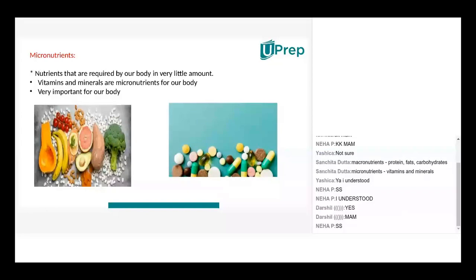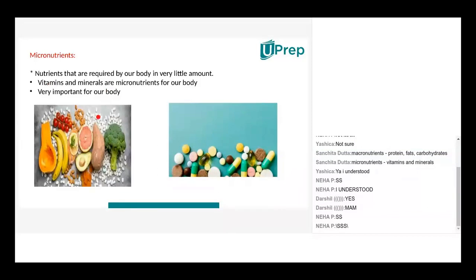Similarly, there are certain vitamins. There's a long list of vitamins as well, which our body requires again for day-to-day function. Now, I have a question to Darshil. Darshil, if you can unmute yourself and speak, that would be better. What does the picture depict here, Darshil?